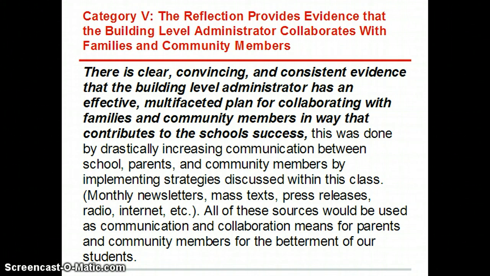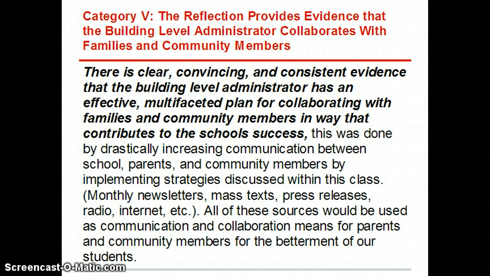Category 5. The reflection provides evidence that the building level administrator collaborates with families and community members. There is clear and convincing and consistent evidence that the building level administrator has an effective, multifaceted plan for collaborating with families and community members in a way that contributes to the school's success. This was done by drastically increasing communication between school, parents, and community members by implementing strategies discussed within this class over the course of the semester.